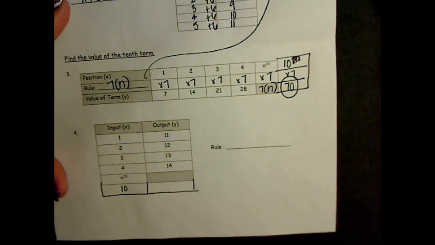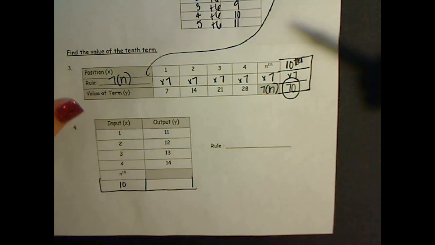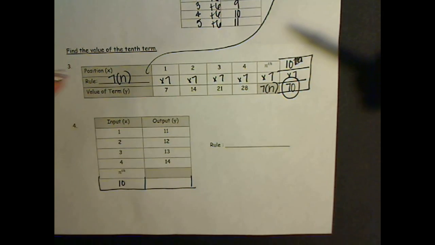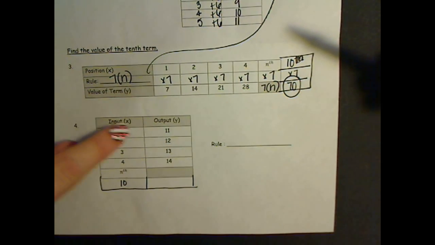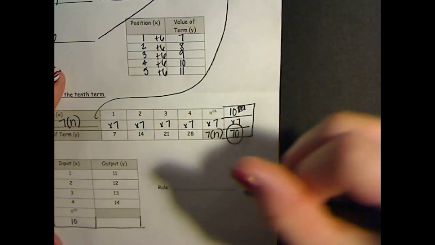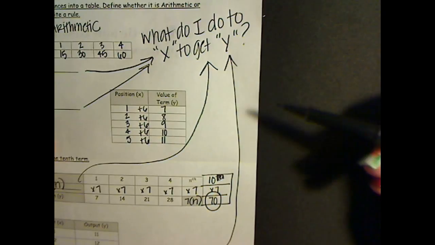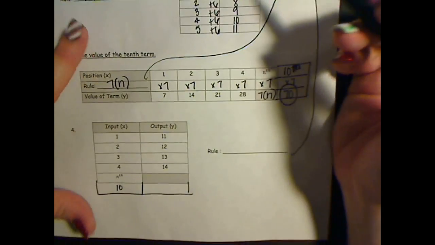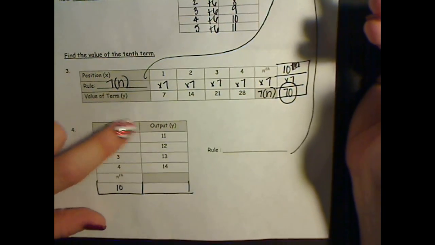Okay, let's look at the last one on this page. Here are my inputs, my x's. Here are my outputs, my y's. So what do I do to x to get y? Again, back to that rule question. Do you see how we refer to that all the time? What do you do to x to get y?